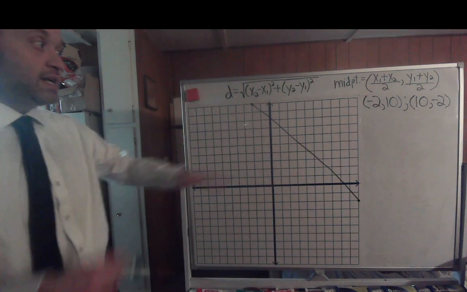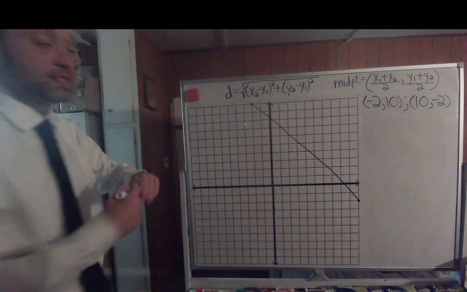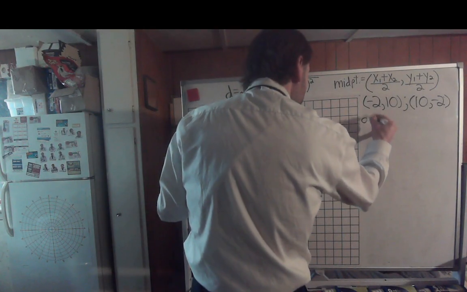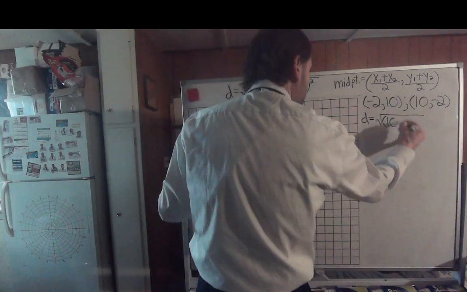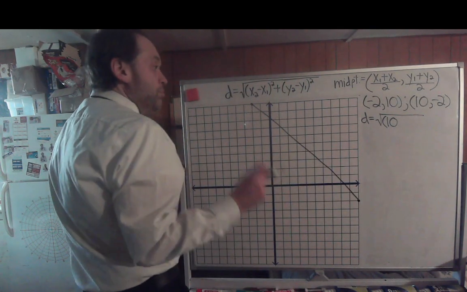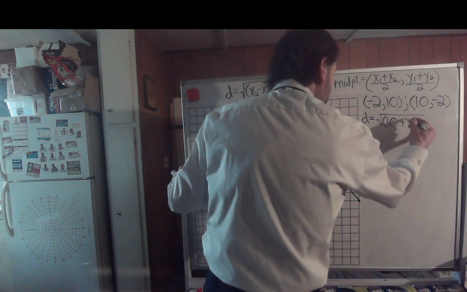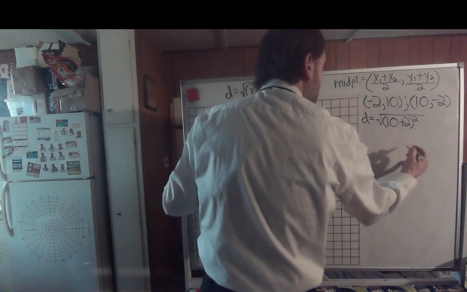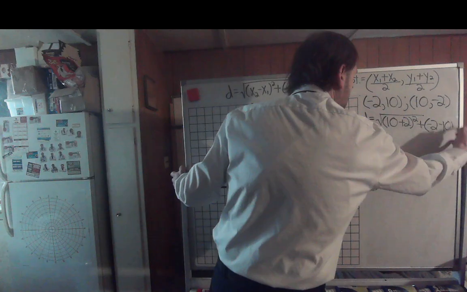So I plotted them. I'm going to graphically show you what is actually going on with this here. So basically we need to find the length of this segment right here, which connects those 2 points. So let's go ahead and apply our distance formula. So the square root of your x2, which is 10, minus your x1, which is negative 2. Well, minus negative 2 turns into plus 2, plus your y2, which is negative 2, minus your y1, which is 10, all that squared.